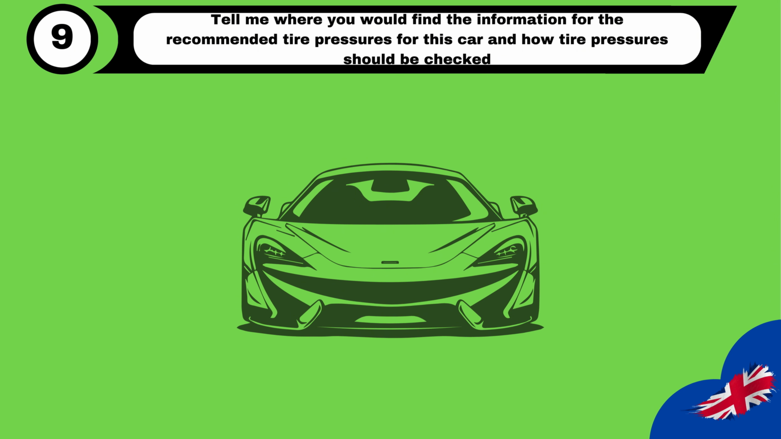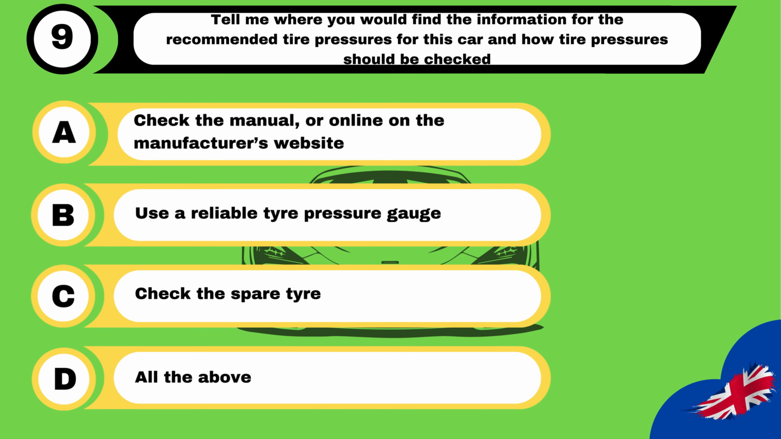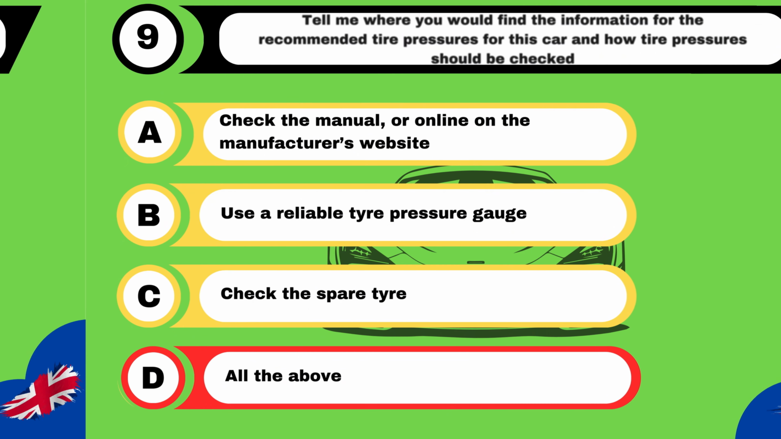Question 9. Tell me where you would find the information for the recommended tire pressures for this car and how tire pressures should be checked. A. Check the manual or online on the manufacturer's website. B. Use a reliable tire pressure gauge. C. Check the spare tire. D. All the above. The answer is D. All the above.